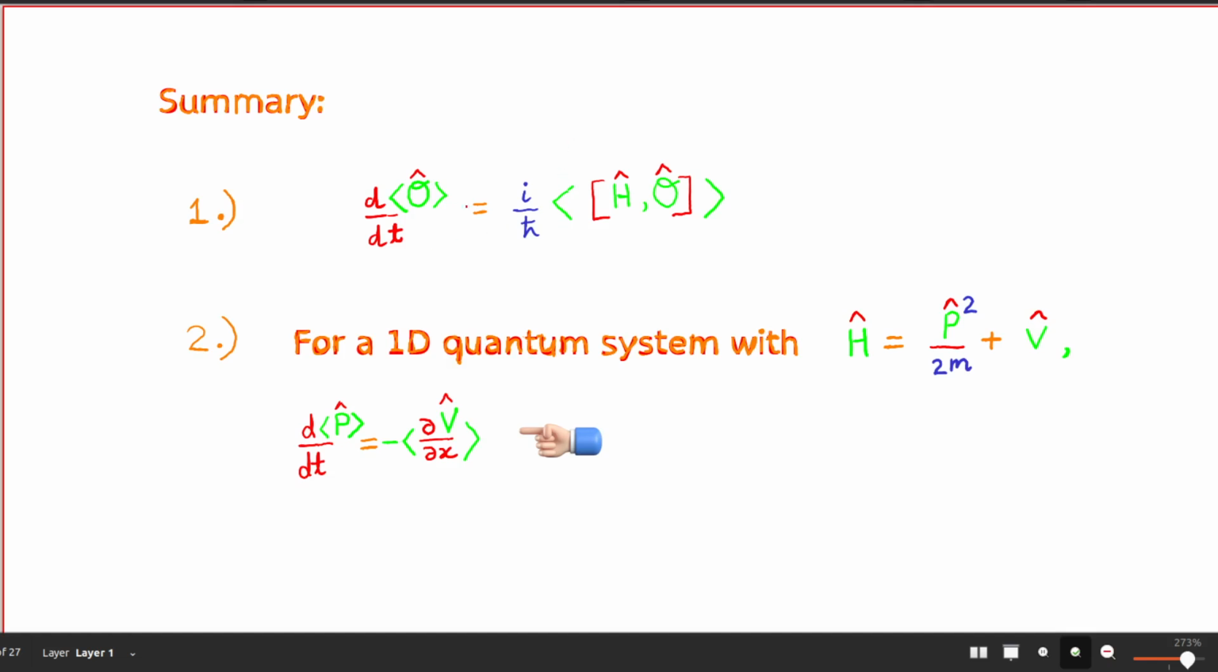And we saw that this general result implies a very important special case, which in one dimension can be written as this equation, which says that the time rate of change of the expectation value of the momentum operator is equal to the negative of the expectation value of the spatial rate of change of the potential operator. And this result is the quantum version of Newton's second law, which says that the time rate of change of momentum is equal to the force.